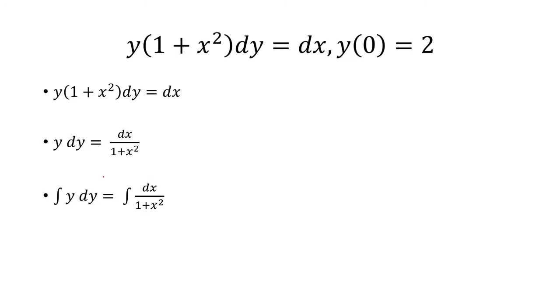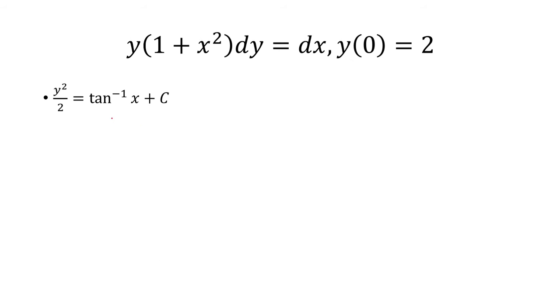Now we can integrate both sides. The antiderivative of y is y squared over 2, and then the antiderivative of 1 over 1 plus x squared is the inverse tangent of x, and then we're going to add c at the end there.